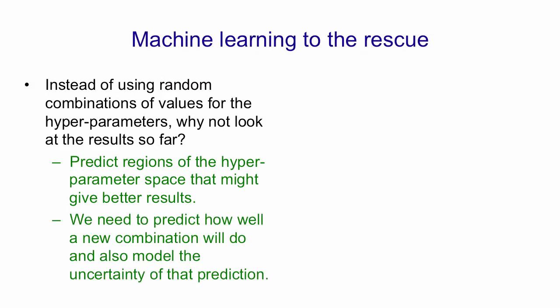It's not sufficient just to say how well we expect to do. We also have to have an idea of the uncertainty. We might, for example, have a region where we expect to do about the same as we're currently doing, but maybe we would do much better. In that case, it would be worth going and exploring that region.